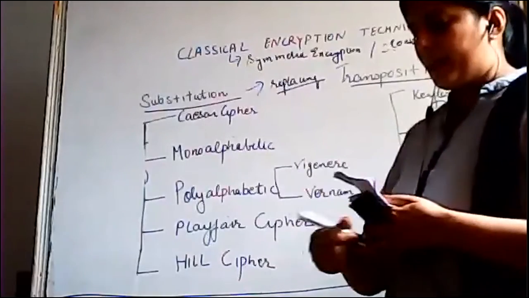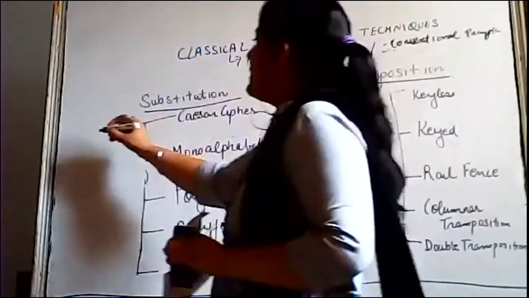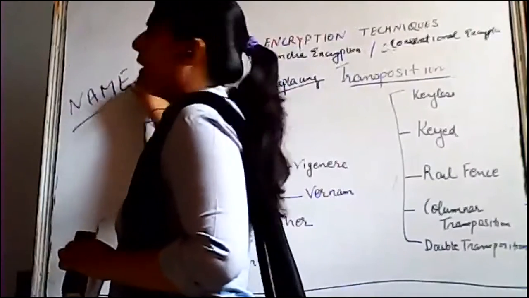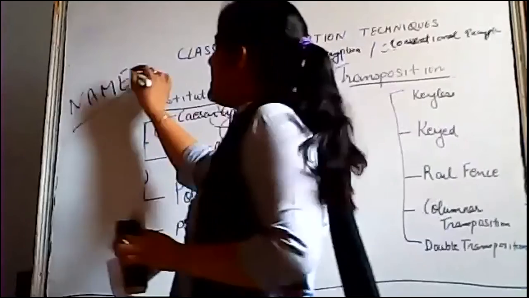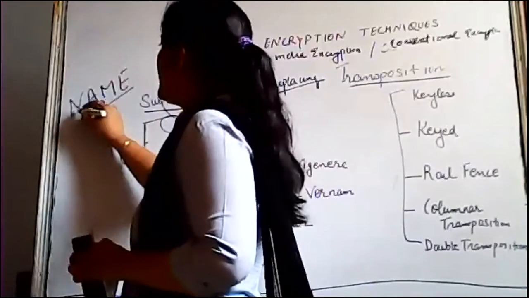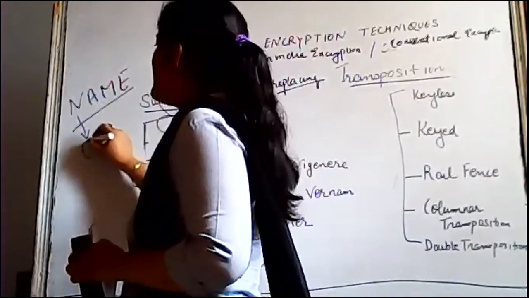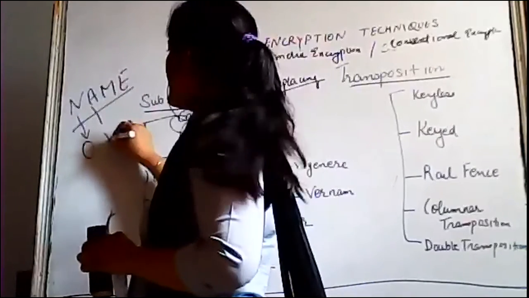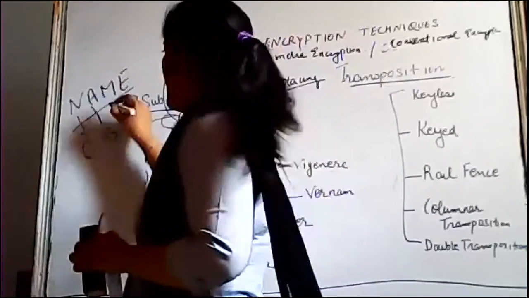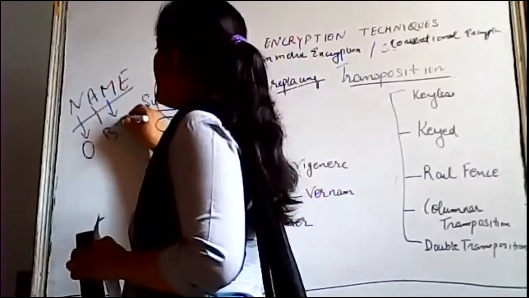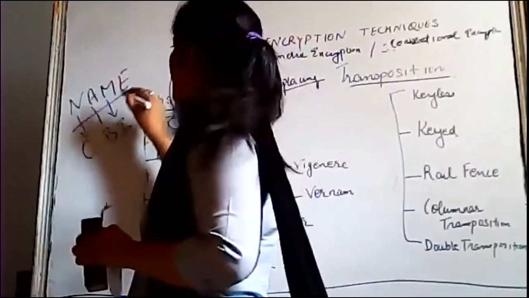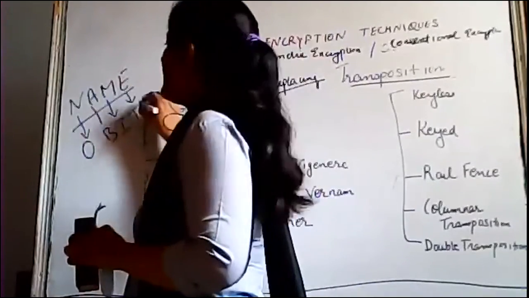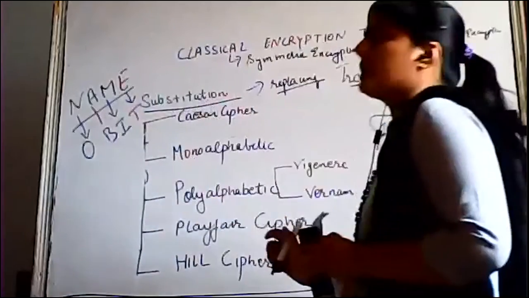Let's suppose there is a name. This name is my plain text. I represent N with the letter O. If there is A, I represent it with B. If there is M, I represent it with I. And if there is an E, I represent it with a P. So this is the substitution.